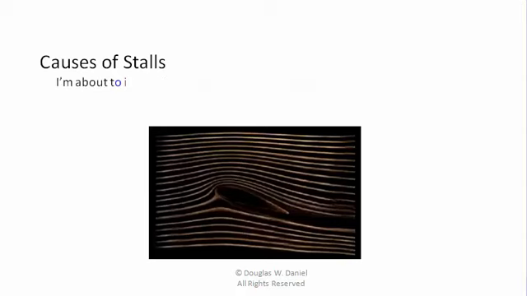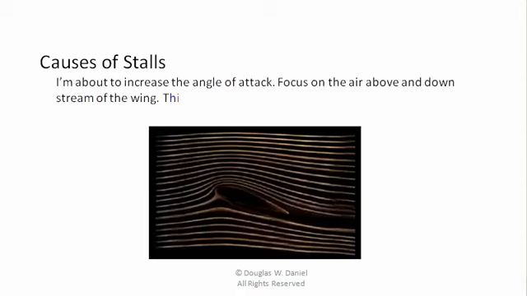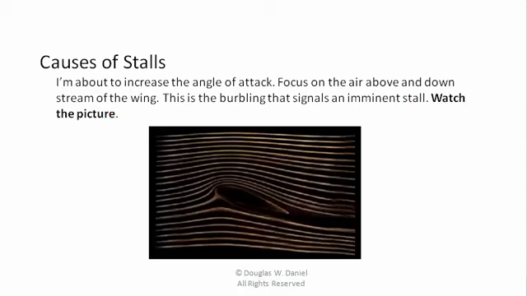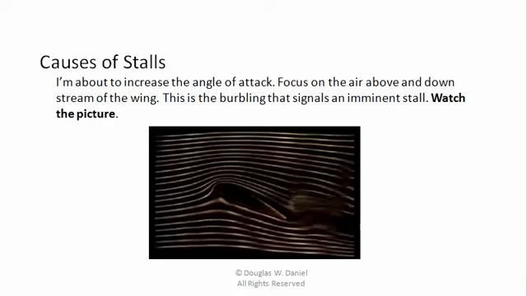the wing. So I am now about to increase the angle of attack. I want you to focus on the air above and downstream of the wing. This would be above the wing, and this is downstream over here. This is the burbling that signals an imminent stall. Now look at the picture, and I'm going to increase the angle of attack. There. Now you see it's all confused back here. And this sometimes detaches from the wing, sometimes doesn't detach from the wing, and you can feel it in your elevator control when this happens.